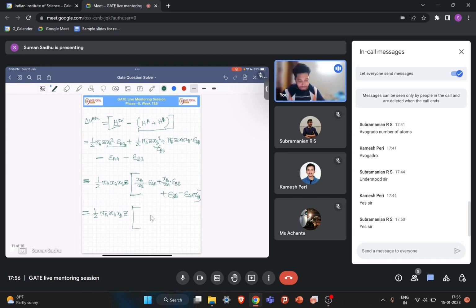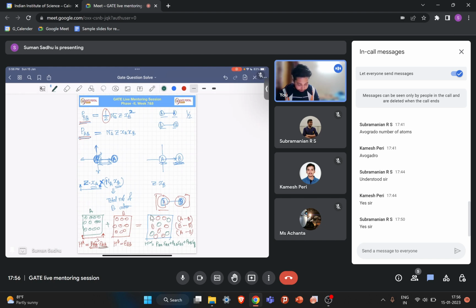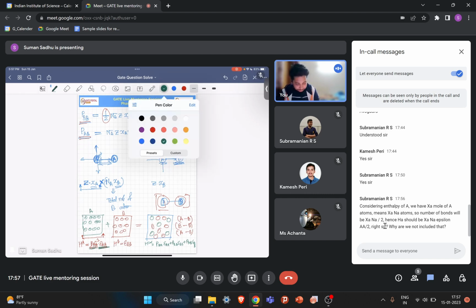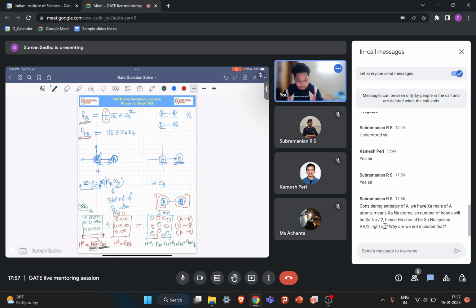So I think I have made one mistake. Here also we have to count the total number of bonds, right? Here in case of PAA, we have to count the total number of bonds. Subramanian, what is your question? Considering enthalpy of A, we have XA mole of A. Yes, yes. So there is one mistake. In this case, the total number of moles is one, right? And we are adding XA mole of A and XB mole of B. So in this case, PAA and PBB will not be one because the total number of atoms we have to consider. So you are right, the contribution from the coordination number may not be there, but for the total number of bonds we have to consider.